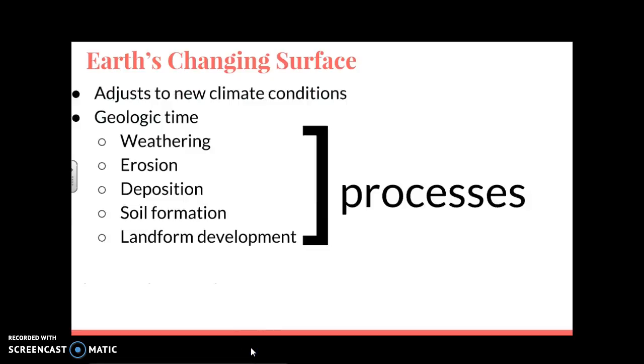So, Earth's changing surface adjusts to new climate conditions, and this all affects the geological time. And the different processes that we go through in order for Earth's changing surface to adjust to the new climate conditions are all based on the following processes: weathering, erosion, deposition, soil formation, and landform development.